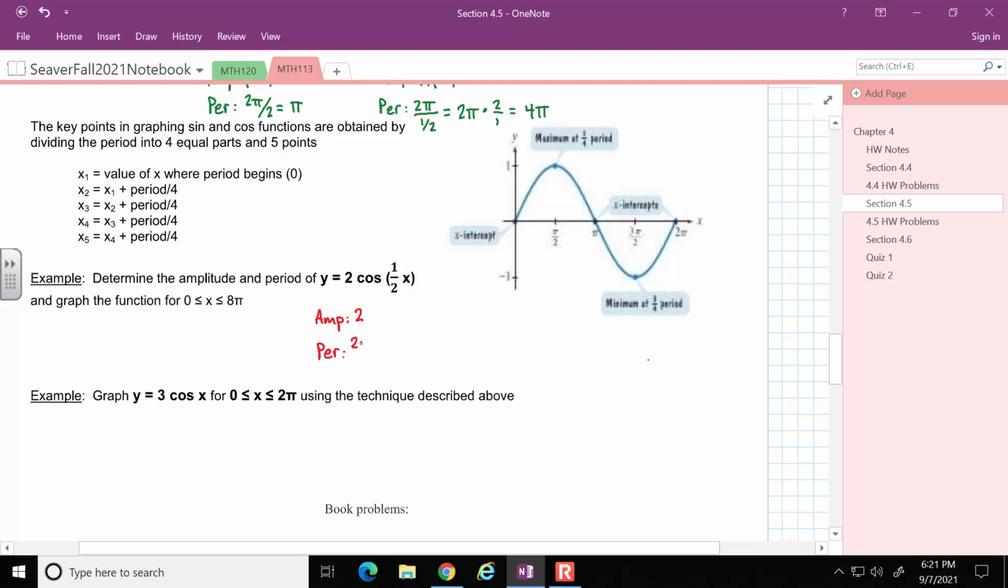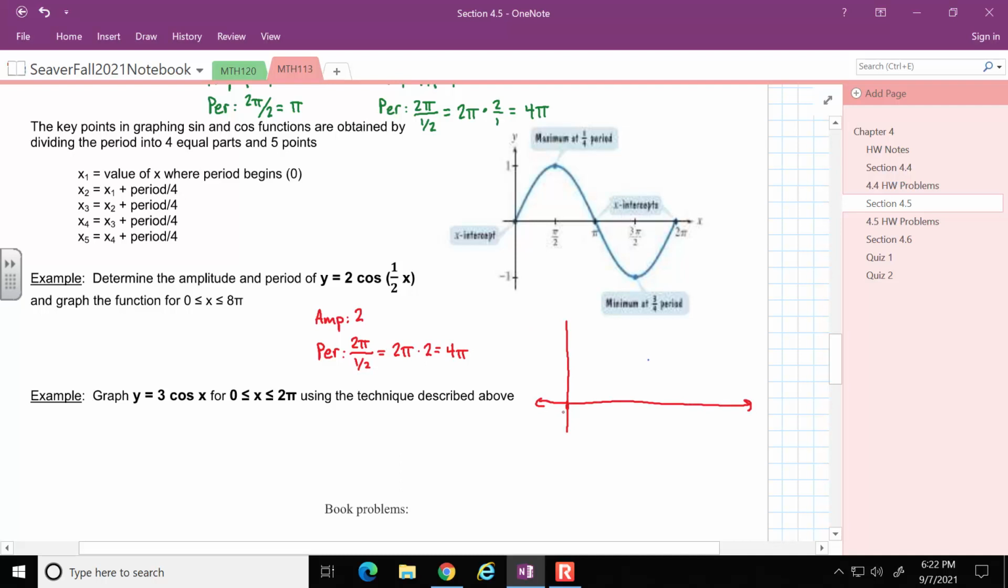It's 2 pi over what? Over 1/2, right? So that means it's 2 pi times 2 over 1. So it is 4 pi. Okay, now I haven't shifted anything left, right, or up or down yet. So that means for a general cosine graph, I can start plotting this out a little bit between 0 and 2 pi at least.